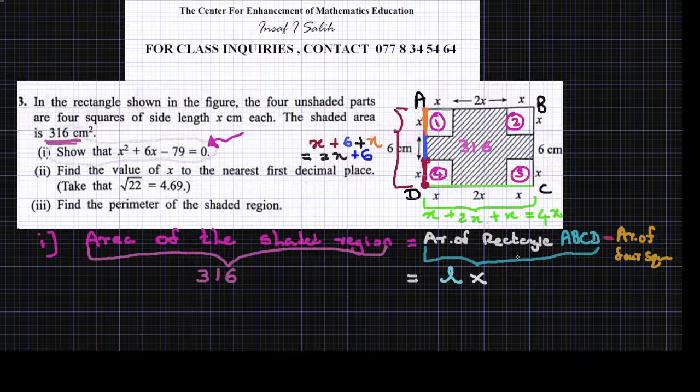Length into breadth minus, what's the area of the square? Area of the square, we haven't been given a numerical value, but we know in terms of x we can find the area of one square, that's length into breadth. So x is the length, and what's the breadth of a square? That is also x. So x into x.